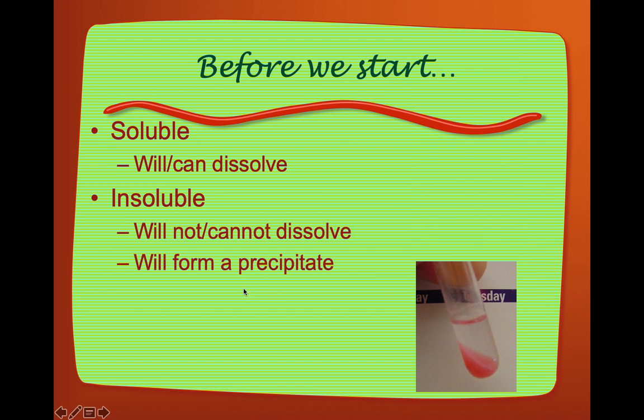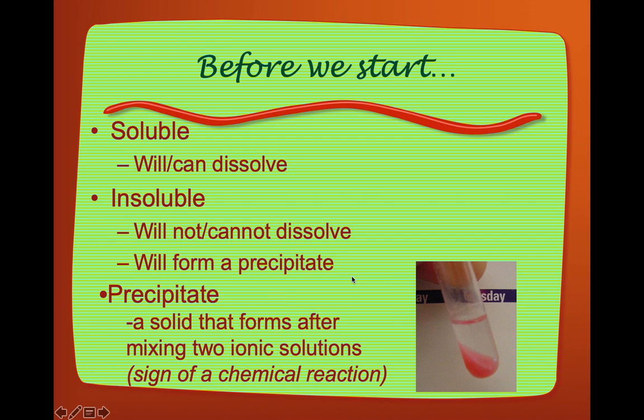Related to insoluble then is that vocab word precipitate. Remember, that was one of our 5 signs of a chemical change. So seeing a precipitate, really what you're doing is you're creating an insoluble compound that doesn't dissolve in whatever liquid, usually water, that it's sitting in. So let's review that definition. Precipitate is a solid that forms after mixing 2 ionic solutions. It is a sign of a chemical reaction, but remember, it's very specific. It has to start by mixing 2 ionic solutions.